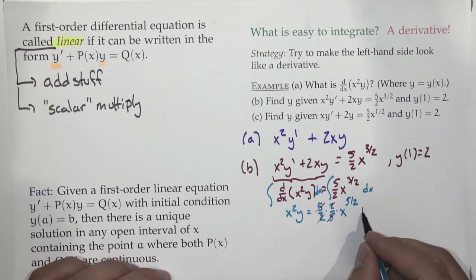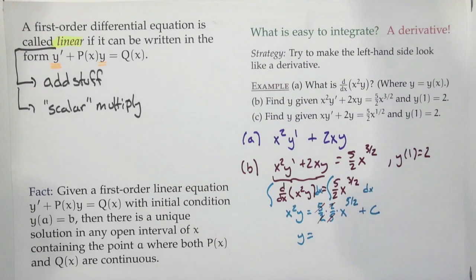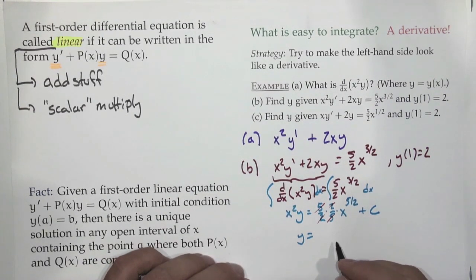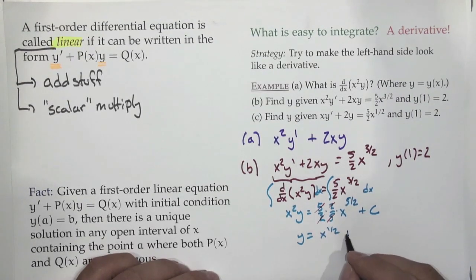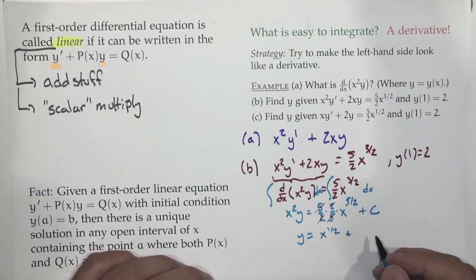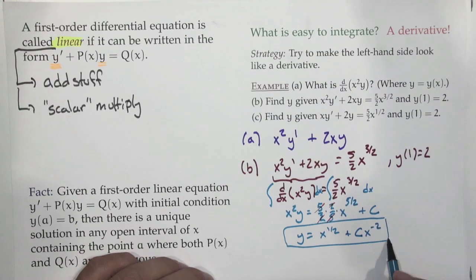Plus c. Okay? And so finally, if I want to get y by itself, we divide by x squared. x to the 5/2 divided by x squared is x to the 1/2. A constant c divided by x squared. You can say c divided by x squared, yeah. Or if you want, you could write it as c x to minus 2. Both are fine. So we'll box that.